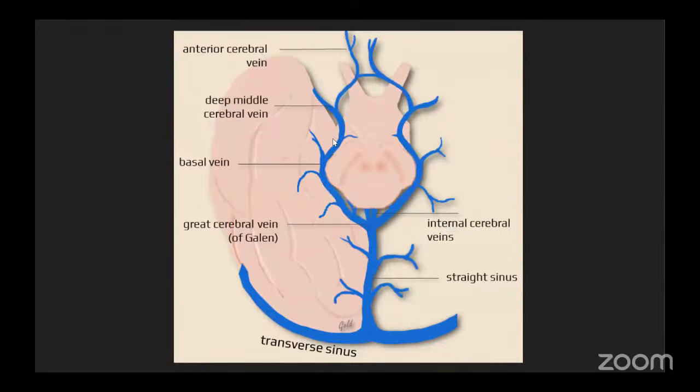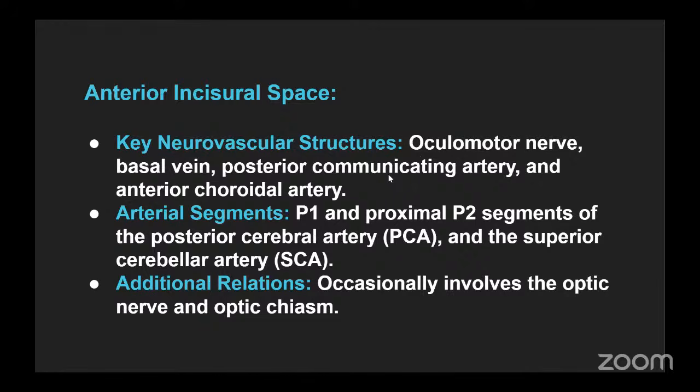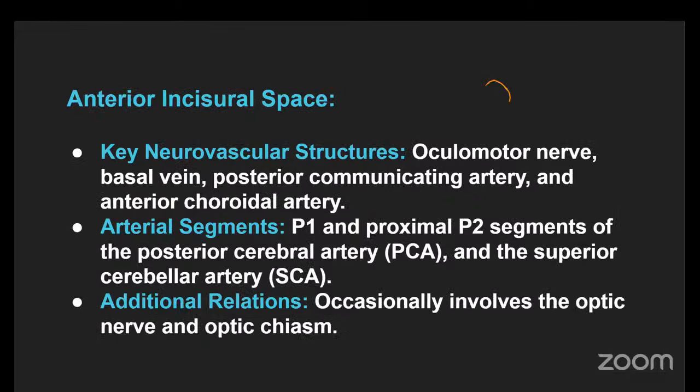So this is basal vein. You can see that it's here. Remember this image, and then we come back here. The basal vein, the oculomotor nerve, PCOM is going to be here, and anterior choroidal artery is going to be here. If you remember the course of anterior choroidal artery, you would know that it branches from the ICA and then it courses backwards, right? ICA is here. It branches from the ICA and then it courses backwards along the margin of the brainstem there.